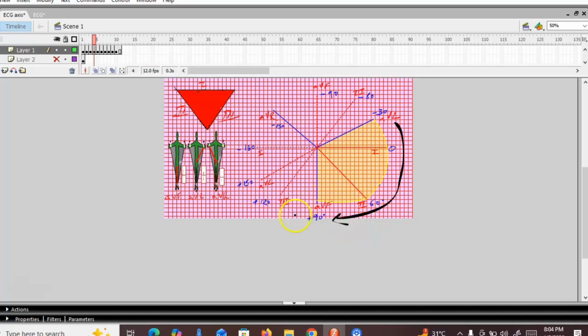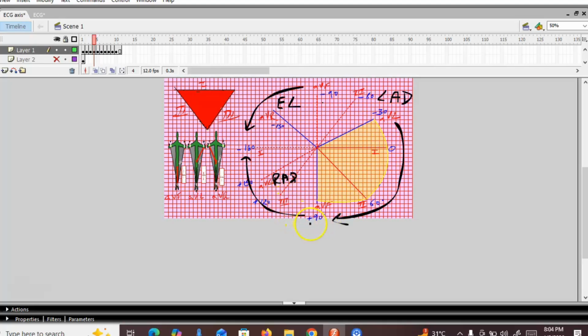So if we go over here, if the axis is from plus 90 to plus 180, that will be right axis deviation. Understand? This will be right axis deviation. From 0 to minus 90, it will be left axis deviation, LAD. And if it is from minus 90 to minus 180, this is called extreme left axis deviation. Extreme left axis deviation. So the normal axis of the heart is minus 30 to plus 90.